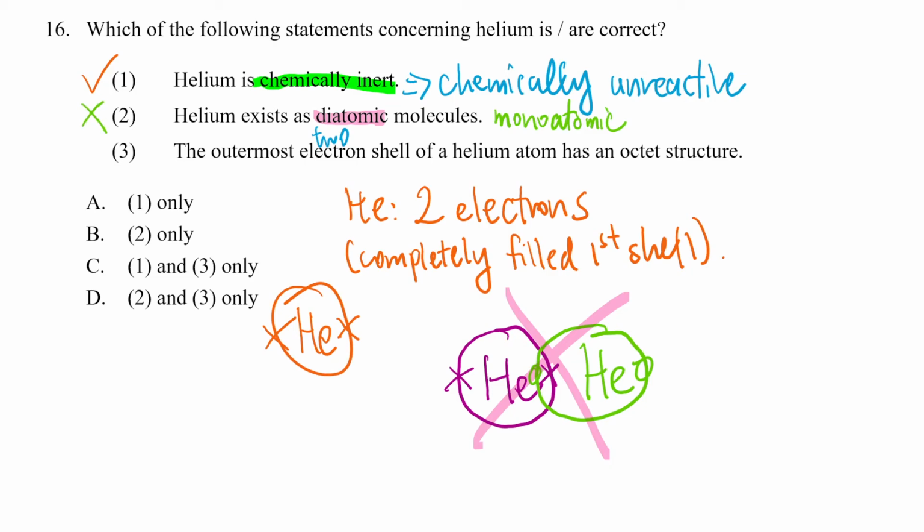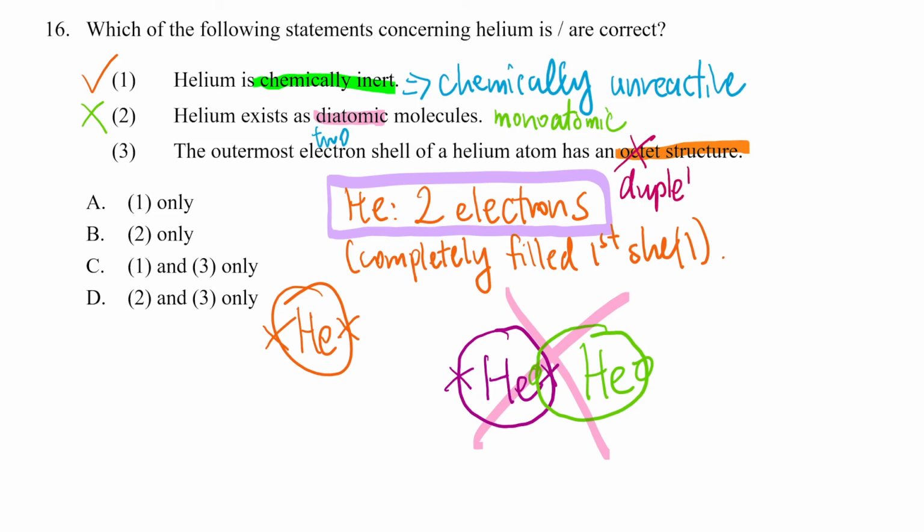And finally, the outermost electron shell of a helium atom has an octet structure. Is that true? Of course not, because helium only has 2 electrons in its outermost shell. So instead, it has a doublet or duplet structure. So this is also wrong. Our answer for this is A.